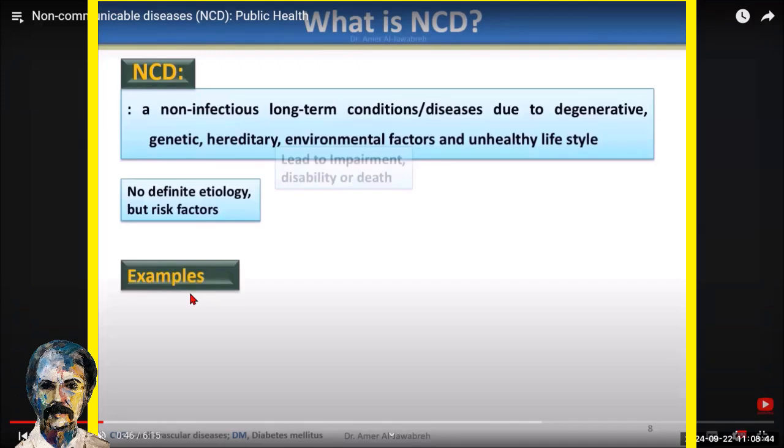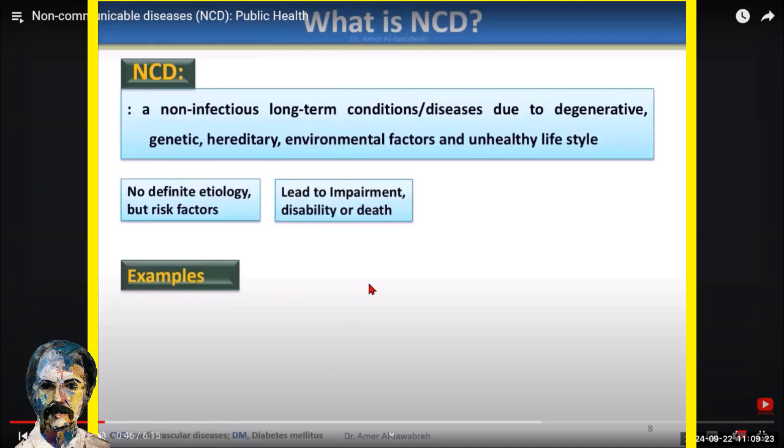There is one classical example, smoking. Smoking as a risk factor became a cause of lung cancer. But it is very rare that risk factors are proven as causes; you have to work a lot on these. With smoking, they worked for decades until they proved that if you smoke, you are going to get lung cancer. So no definite etiology, but risk factors lead to impairment and disability or death, definitely.